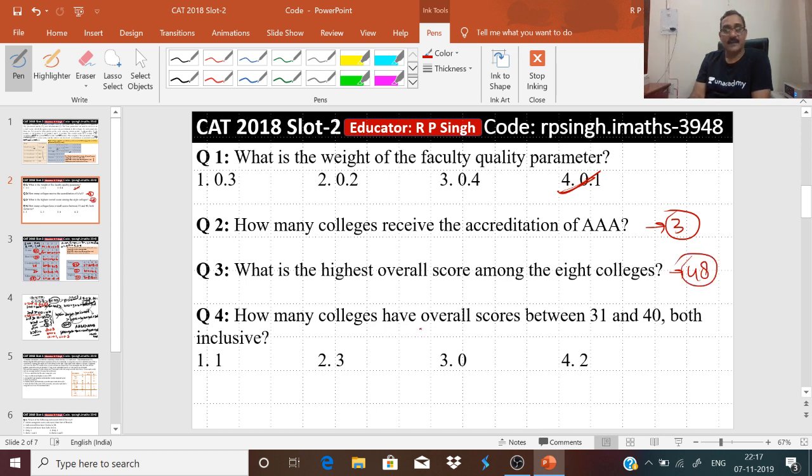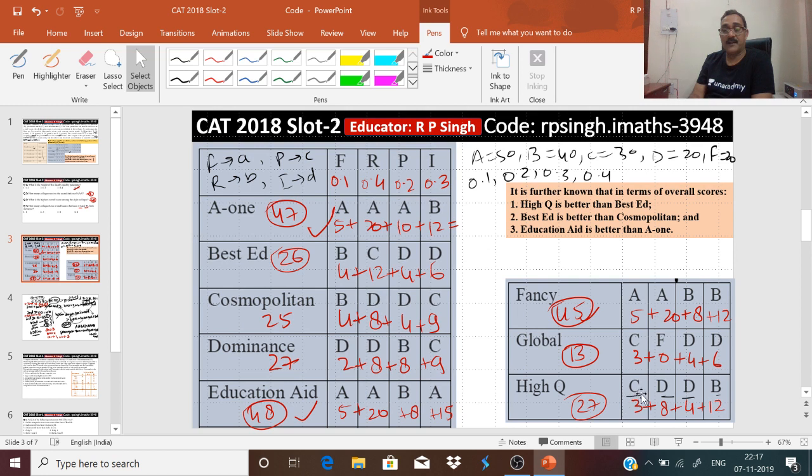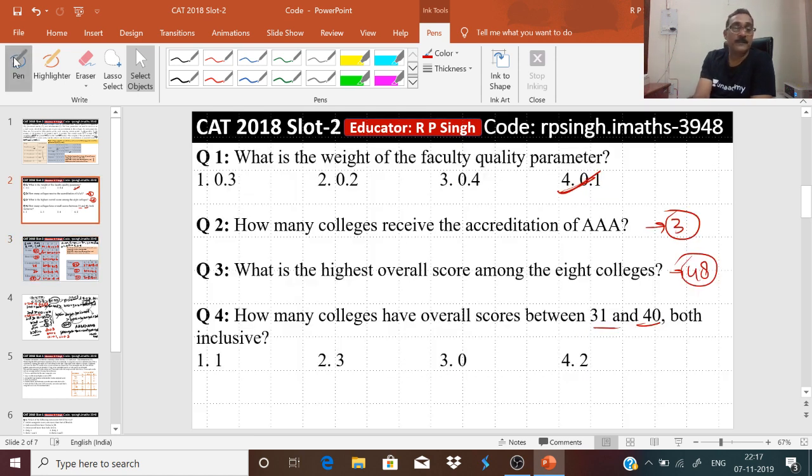How many colleges have overall scores between 31 and 40, both inclusive? So guys, come to this, 31 and 40 both inclusive. Do we have any score around 31? No, because after 27 the score starts from 45, right guys? So the answer of this question is 0.